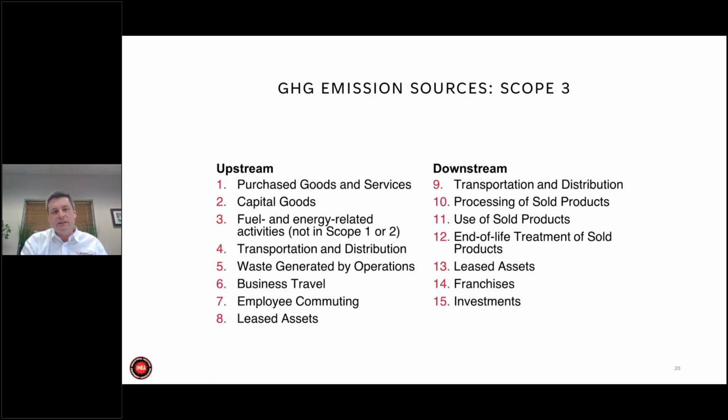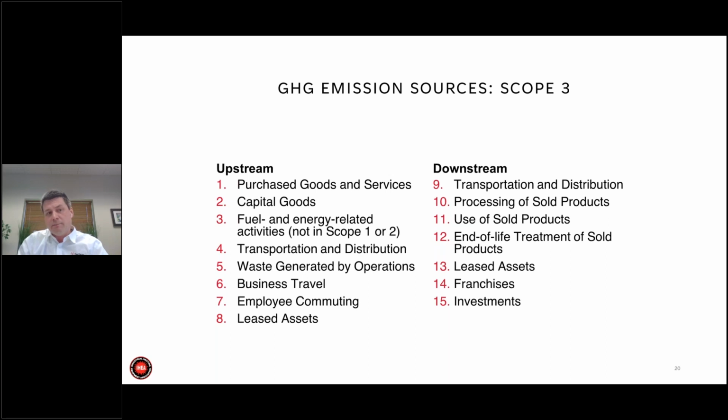The scope 3 emissions, there are 15 categories, and you can see them here. The ones I always find interesting are business travel and employee commuting. Employee commuting, I believe, is on the employee themselves, but at the same time, it's part of the corporation's activities.